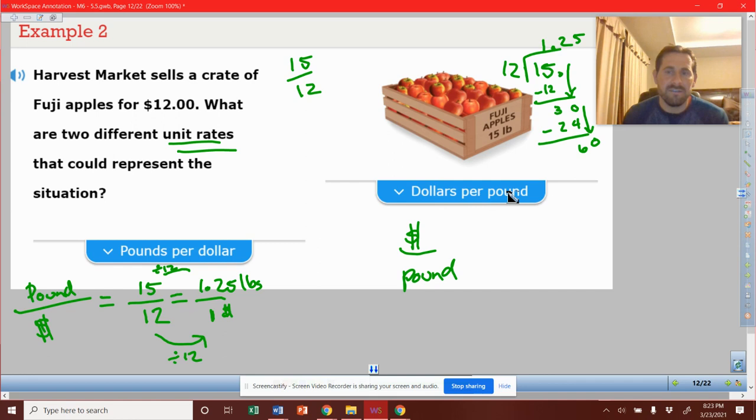Another way we can look at it is dollars per pound. So we just go back to the story. We're paying $12 to get 15 pounds. So the big difference is, where did we put our units? Where did we put our numbers, right? So to get the cost per pound, we need to get that unit rate. We need to get a 1 in the denominator. So 15 turned into 1 by dividing 15 by 15, and that equals 1. So we've got to take 12 and divide it by 15 to get our rate here.